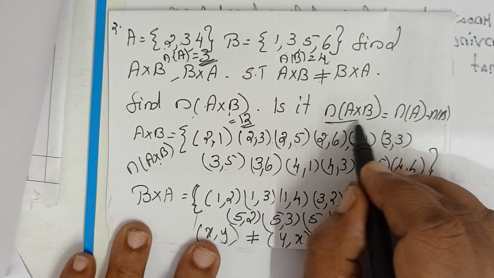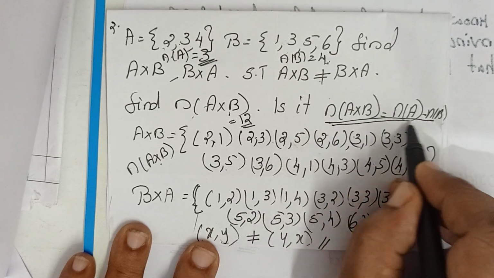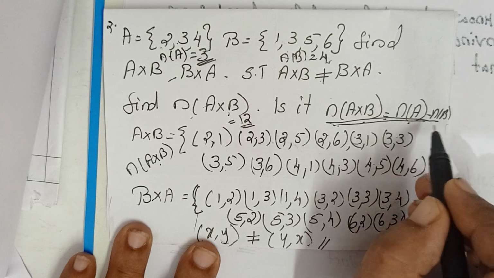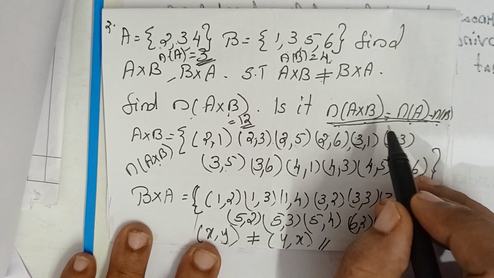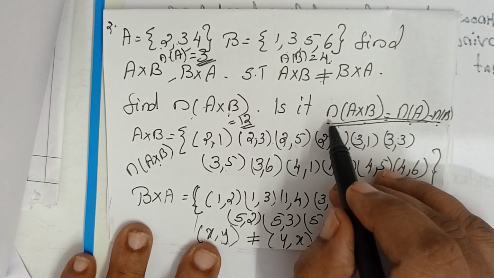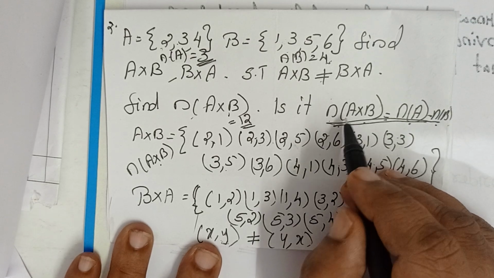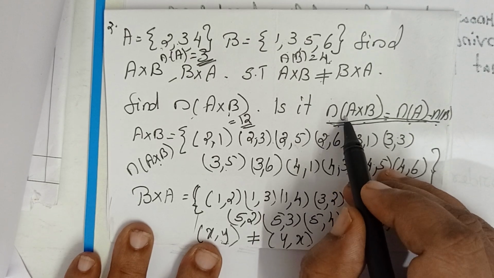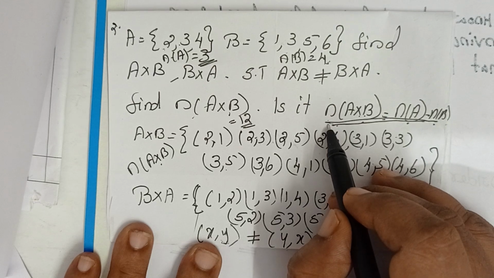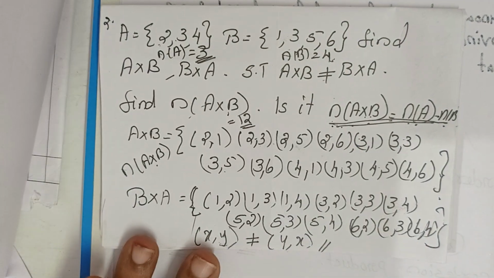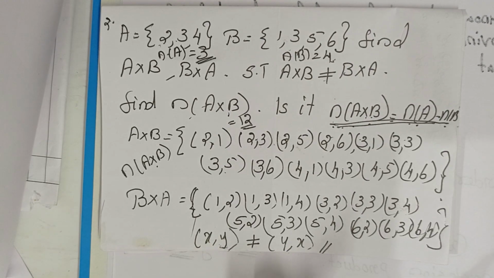Therefore, the very important formula in this section is n of A cross B is the same as n of A into n of B. n means number of elements. That's the meaning of n, number of elements. Another word is, in sets we use the cardinal number. Cardinal number of A cross B, that's the meaning. That is equal to n of A into n of B. Is it clear? Yes, right.